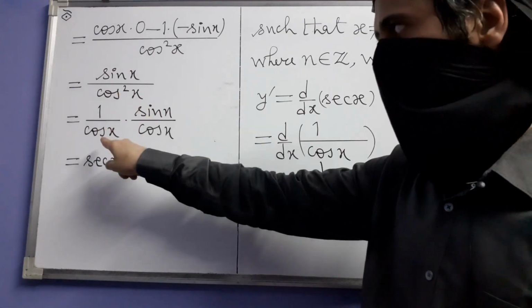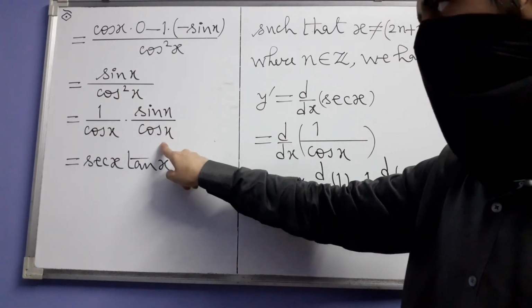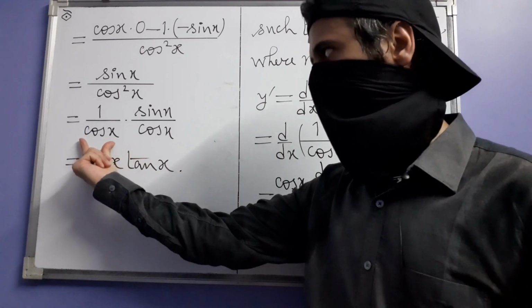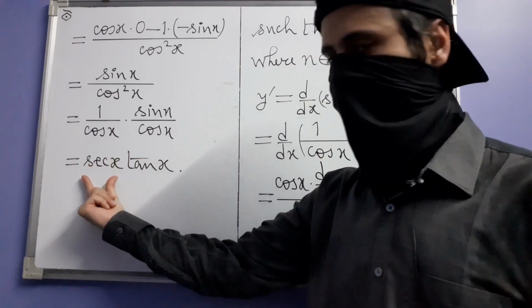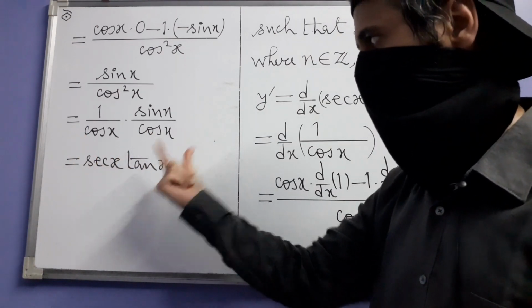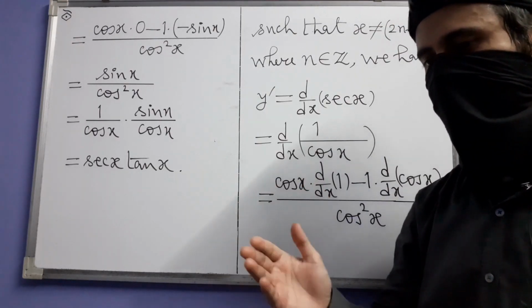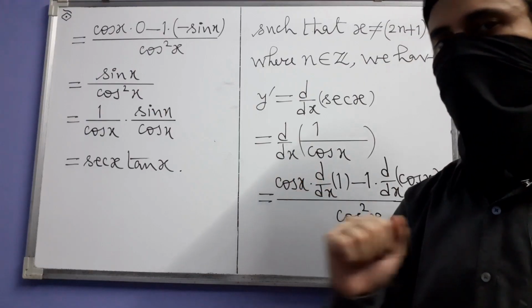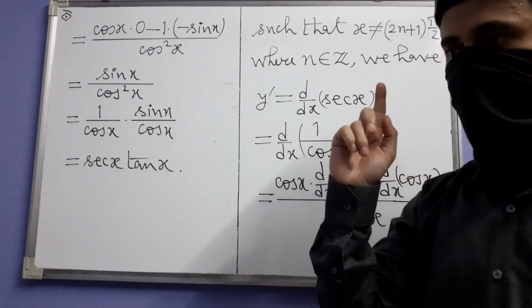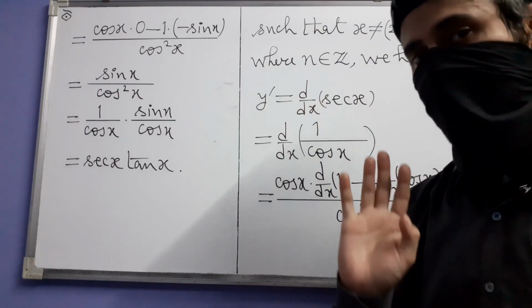and you can then write this as the product of these two things, 1 divided by cos x and sin x divided by cos x. This first ratio is secant x and the second ratio is tan x. So that way you see that the derivative of secant x is secant x times tan x. But the derivative of tan x is secant squared x.